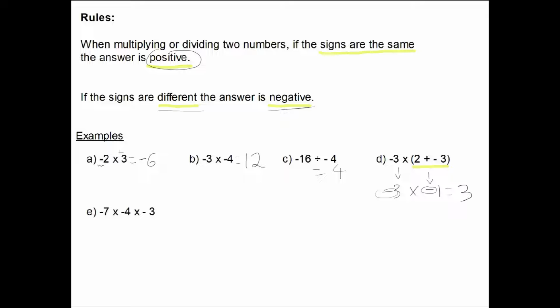For E, we need to work out in stages. Remember, you can only multiply two things together at a time. So I'm going to do minus 7 times minus 4 first. The signs are the same, so my answer is positive, giving me 28. So I need to do 28 times minus 3. 28 is the same as plus 28. So I have a plus times a minus. So I know my answer is going to be a minus because the signs are different. 28 times 3, you can work out with the grid. 3 times 8 is 24. 3 times 2 is 6, plus the 2 is 8. I have minus 84.